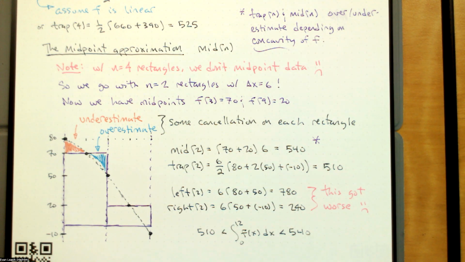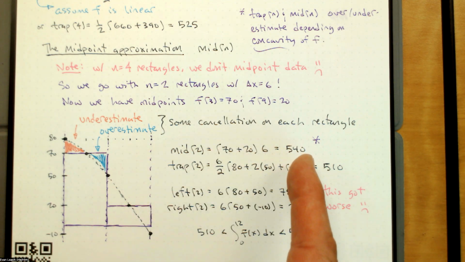Whereas the left and right approximations over or underestimate depending on the direction of the function, the midpoint and trapezoidal rules over or underestimate depending on the concavity of the function. So notice that our function from 80 to 70 to 50 is decreasing and concave down. And our midpoint rule was an overestimate.